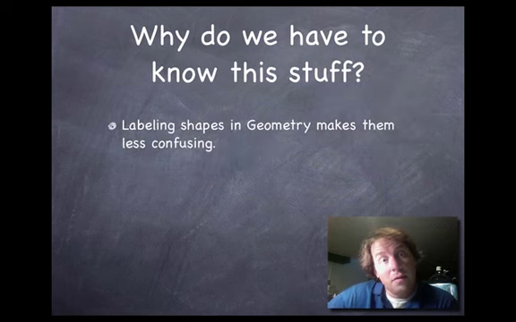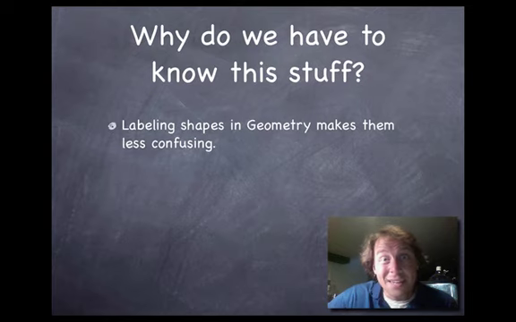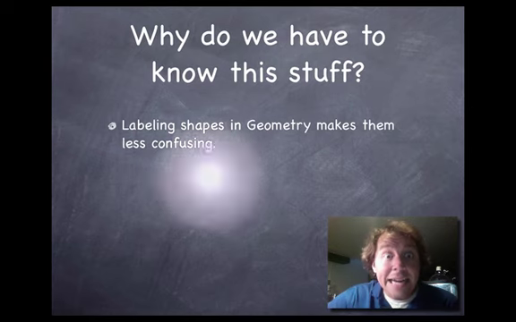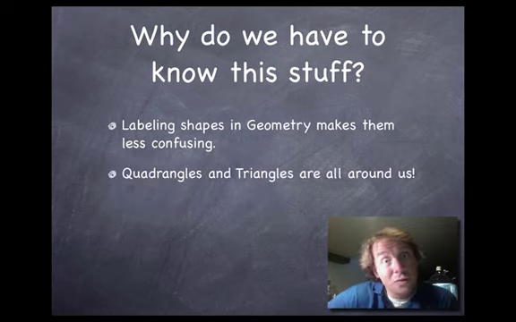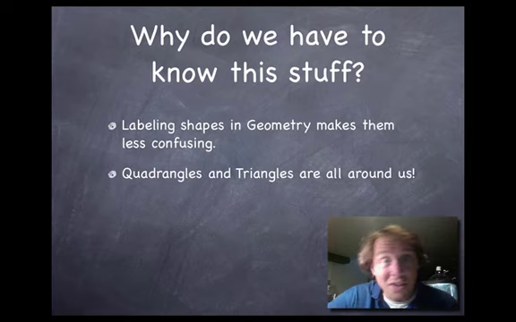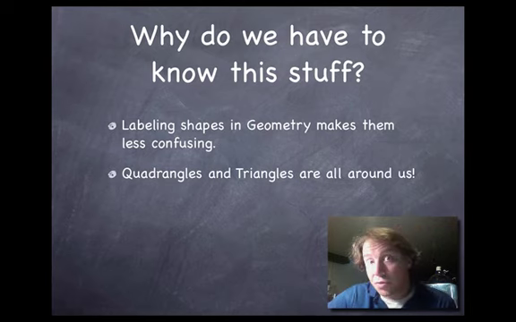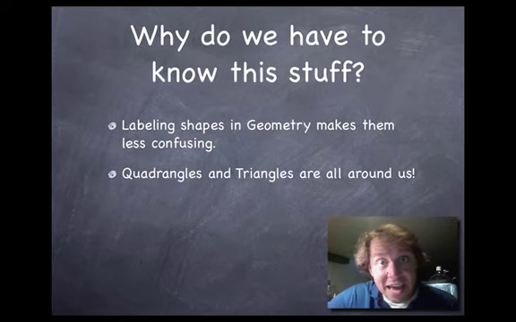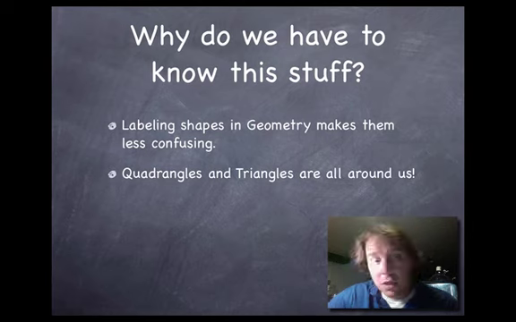Well, first of all, labeling shapes and geometry makes them less confusing. A lot of these words are going to pop up again in the future, so to learn the vocabulary now is going to help you to become not only smarter, but really kind of faster and more capable. Capable means that you're able to handle things in geometry. And quadrangles and triangles are all around us. Road signs and classrooms, and I guarantee you have quadrangles at the desk you're sitting at, in your bedroom, in your house. So it's going to be interesting after you learn the vocabulary to be able to identify these things, okay?